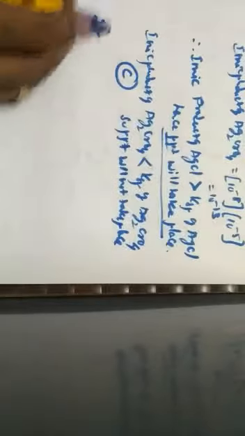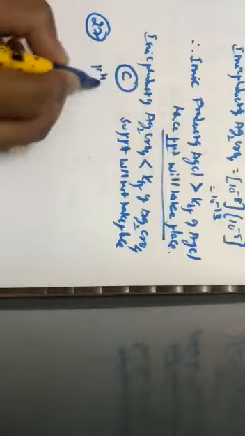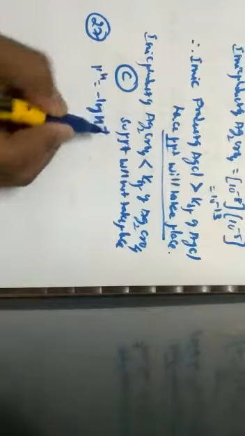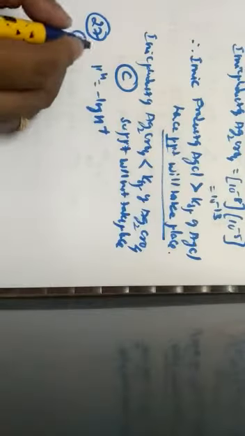Next one, question number 27. So when it comes to question number 27, it has been given that the pH value of which one of the following is not equal to 1. So we know that pH is what? Negative logarithm of H plus. The first option has been given as 0.1 molar of acetic acid.